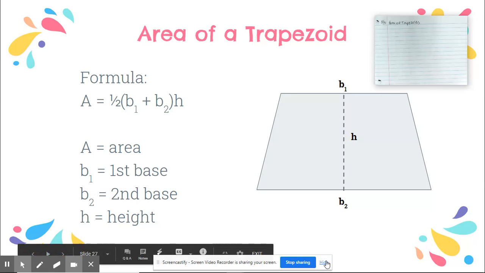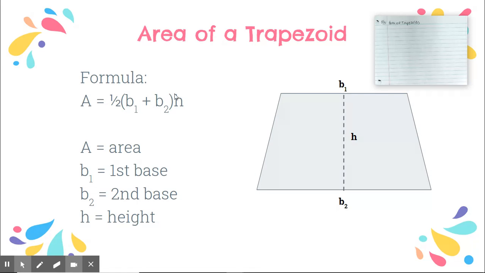Okay, so for the area of a trapezoid, our formula is 1/2 times, and this is in parentheses, it's very important, base 1 plus base 2, times the height. Because this is in parentheses, you need to make sure you do that addition first. That's why PEMDAS is there. Parentheses is that P at the very beginning in PEMDAS, so you need to do that addition first.